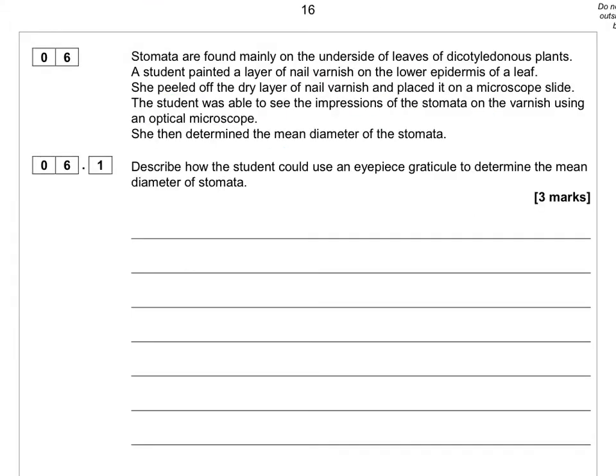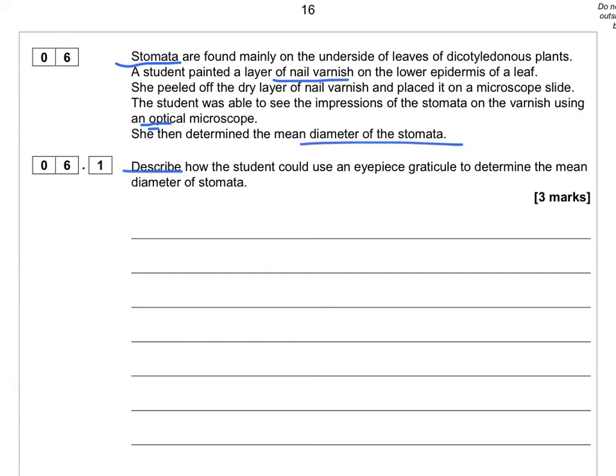Question 6, and it talks about stomata. You should know about stomata already, but it tells you where they're found. They painted a layer of nail varnish on the lower epidermis, peeled off the dry layer of nail varnish, and placed it on a microscope slide. So you've probably done this experiment quite a few times in your biology careers so far. And they looked at the impressions under an optical light microscope. She then determined the mean diameter of the stomata.